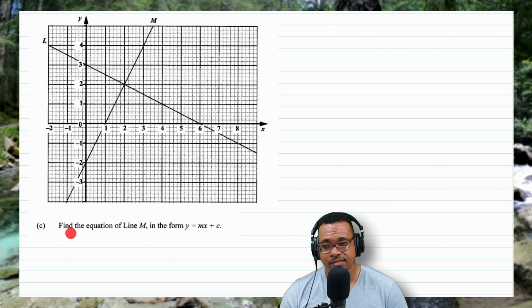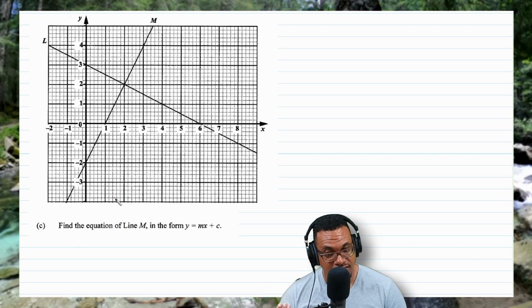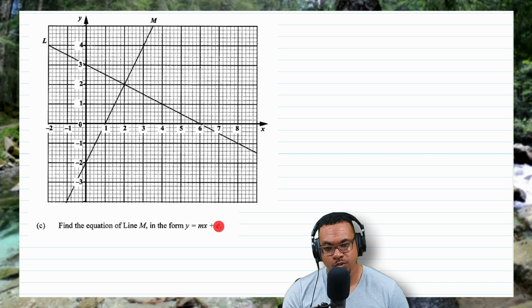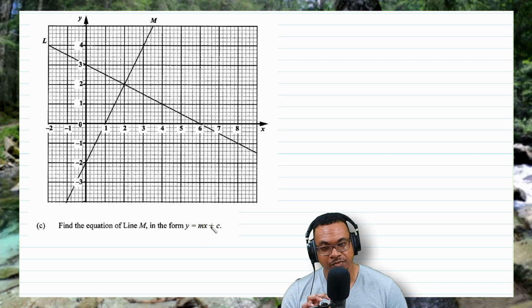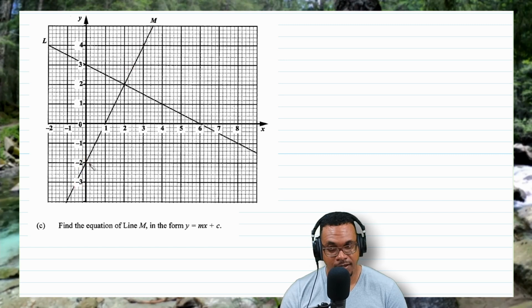Now for part C, they want us to find the equation of the line M in the form y is equal to mx plus c. So this is the line M. To find the equation of the line, we need the gradient and we need to know the y-intercept. So we need to find out what m is and what c is. Now c is easy because that's where the line touches the y-axis. So c is -2 off the bat. Just from the graph, you can see c is equal to -2 because c is the y-intercept, and the y-intercept is -2. So now we just have to find what m is.